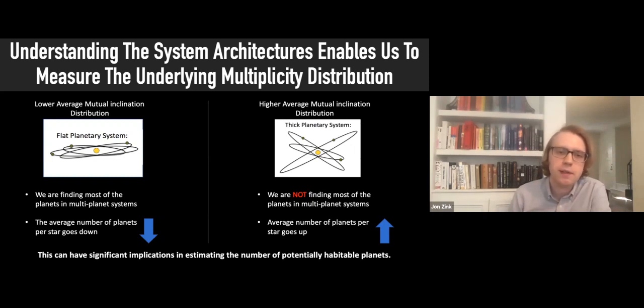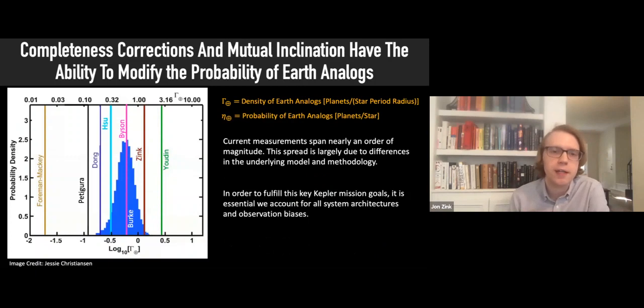So, kind of changing gears a little bit, one thing that I think is really important is that multiplicity informs our understanding of Earth analogs, or eta Earth. One of the key mission goals for Kepler was to make a measurement of eta Earth, or the probability of finding an Earth analog. There have been several studies that have made attempts at it. This plot here is showing gamma Earth, which is a little bit different from eta Earth. Eta Earth is the probability of an Earth analog. Gamma Earth is the density of Earth analogs.